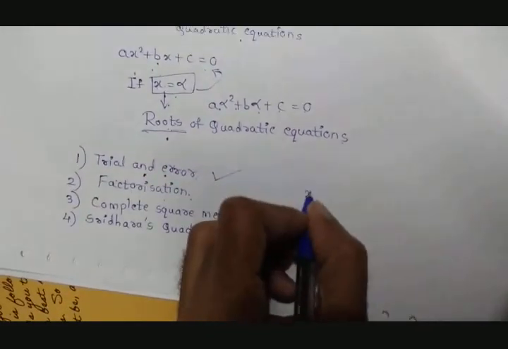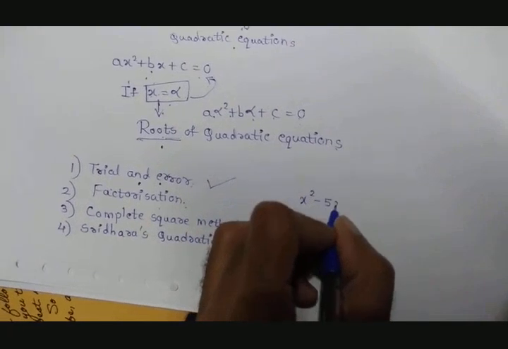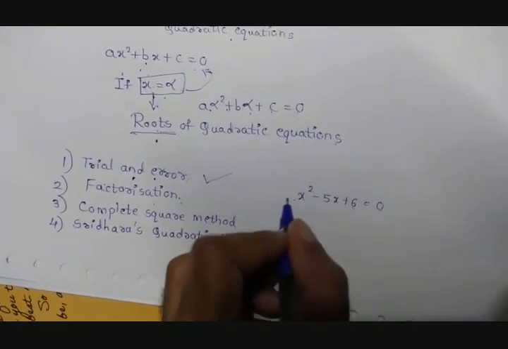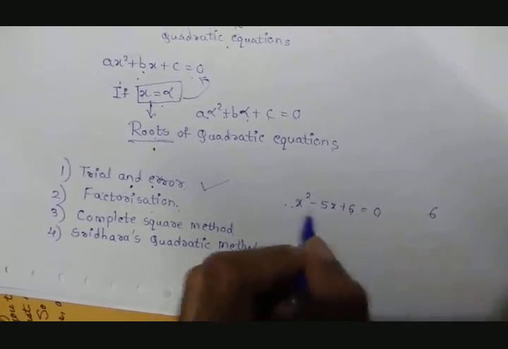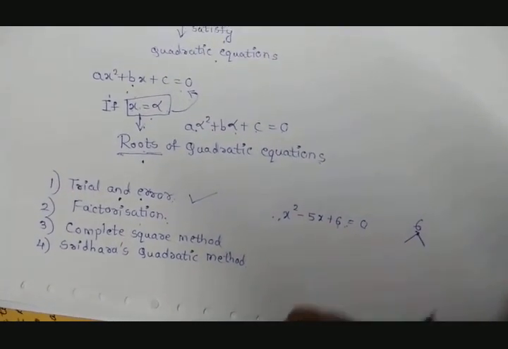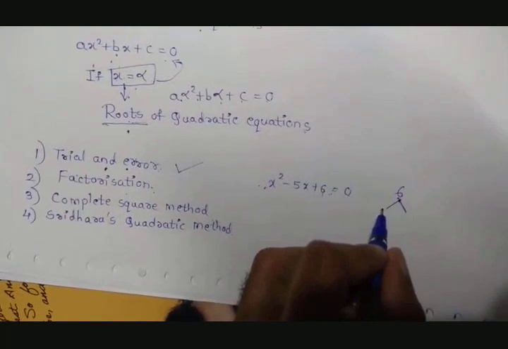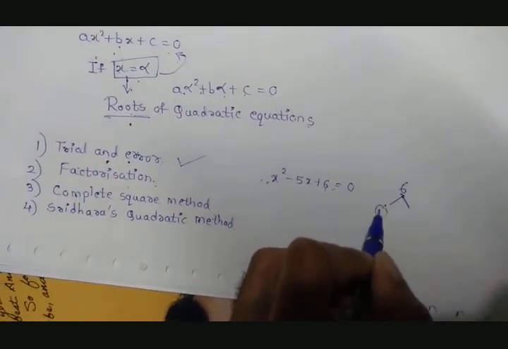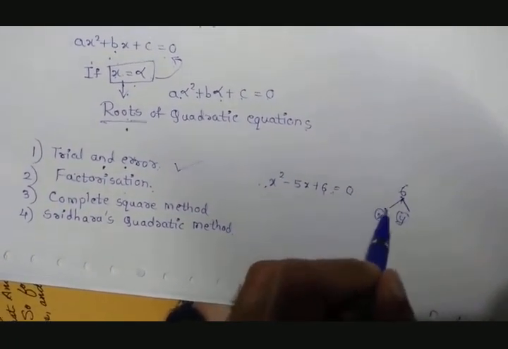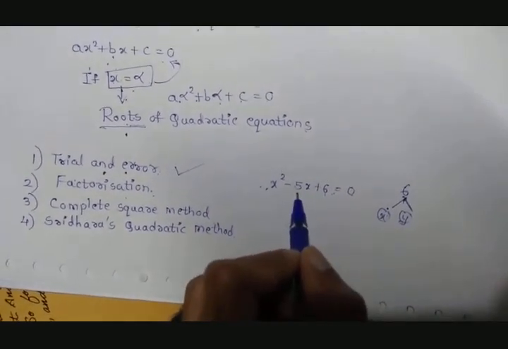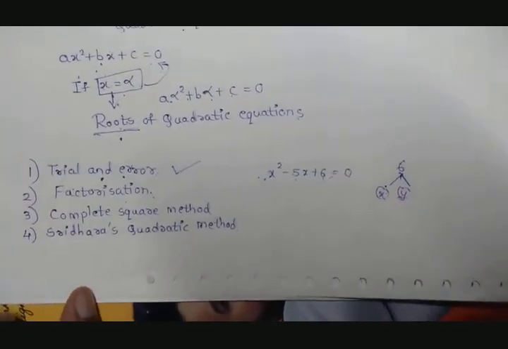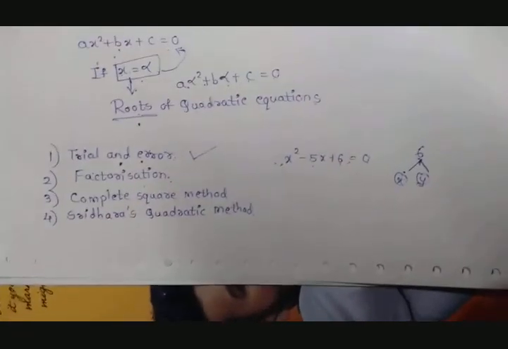Suppose you are given the polynomial x square minus 5x plus 6 equals 0. You will first multiply the first and last terms, so you get 6. Then you find two numbers such that if you multiply them you get 6, and if you add them you get -5. This is how you find the solution by using the factorization method.